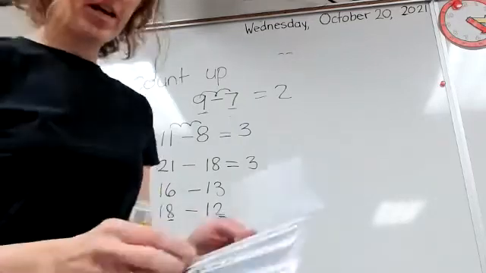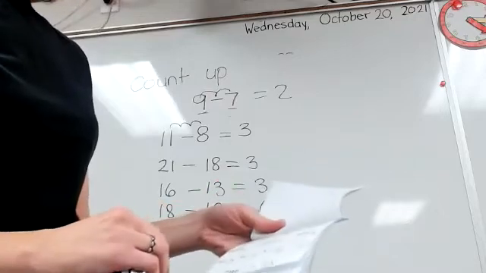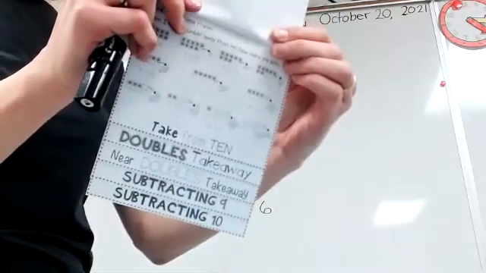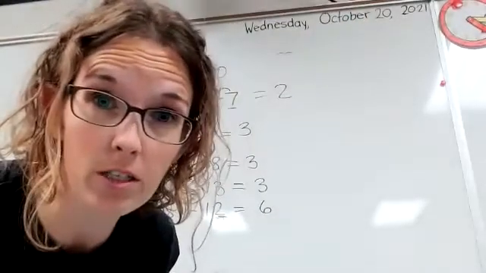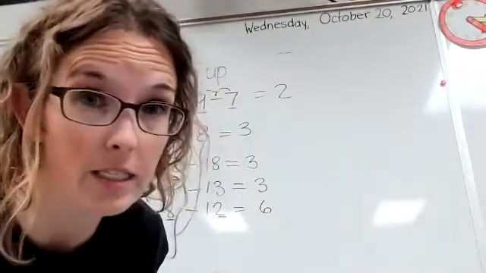What do we have here? After count up, we have take from 10. And we're going to look at that one a little bit different. So we're going to skip that one for now. Let's go to doubles takeaway. Now, has Mrs. DeBoer drilled the doubles into your head or what? Because I know Ms. D did.